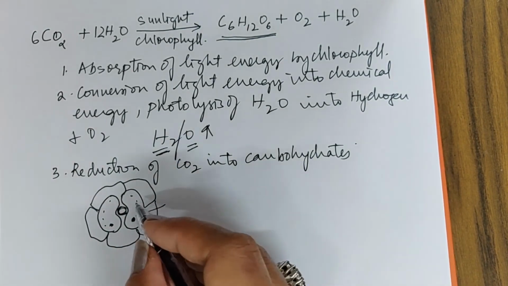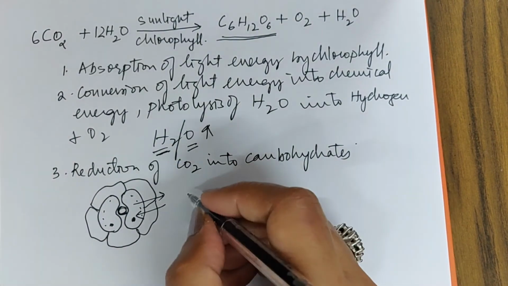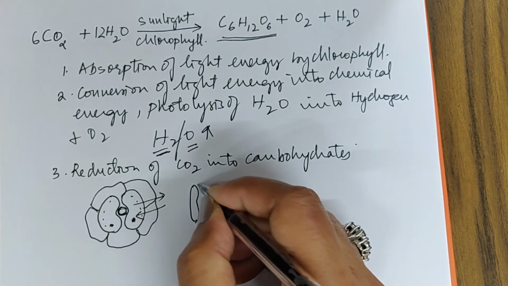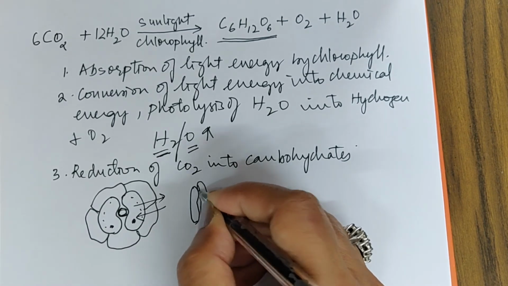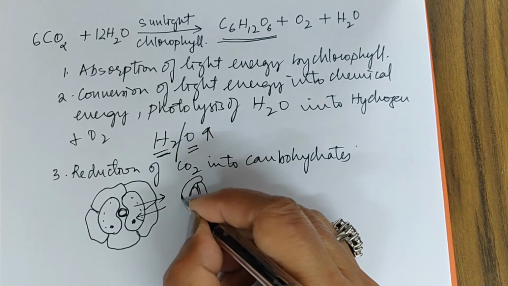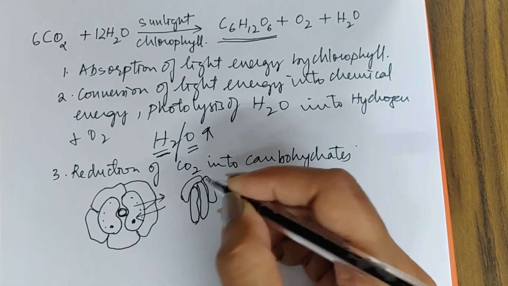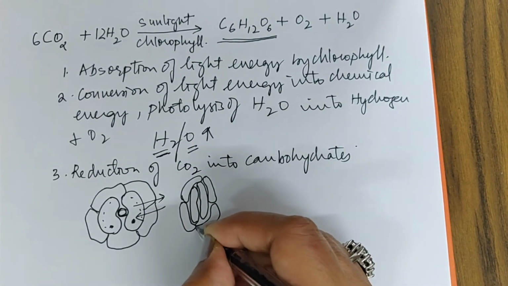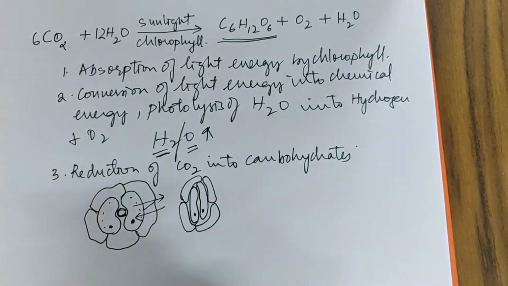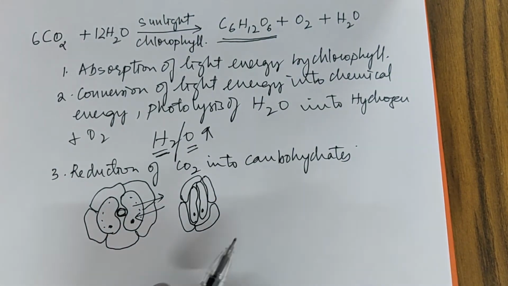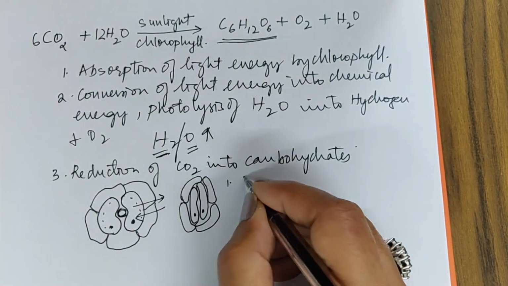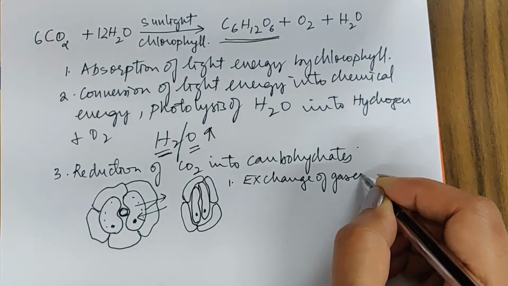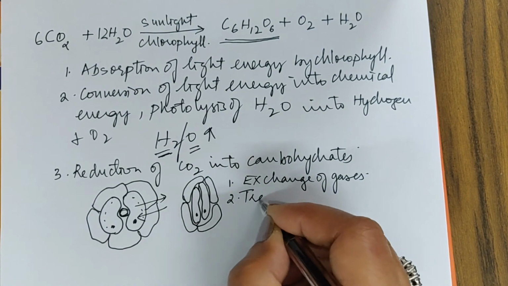And when water moves out of the guard cells, they become flaccid. When they become flaccid, the pore between them closes. When the pore closes between the guard cells, the exchange of gases cannot take place. So this is how the stomata open and close to facilitate the exchange of gases and also transpiration. So there are two functions performed by the stomata. One is the exchange of gases and second is transpiration.